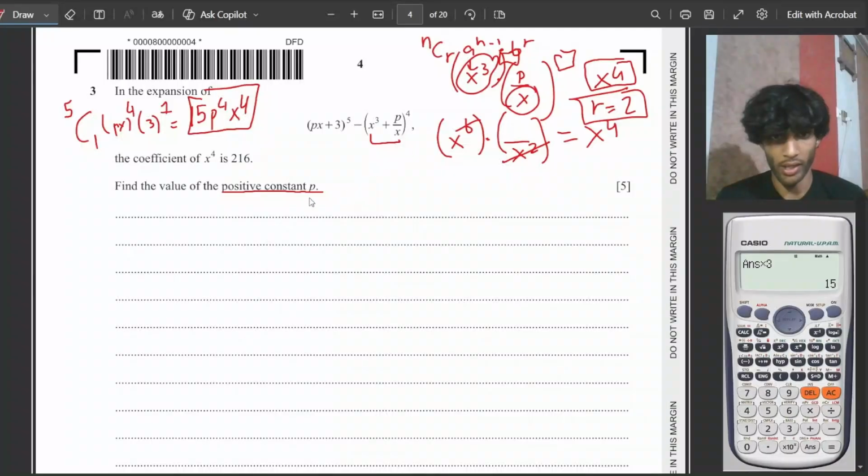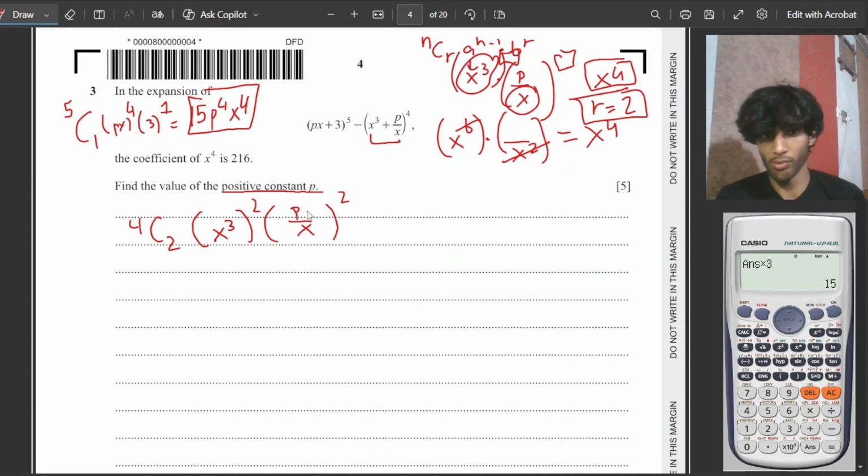Therefore, I have n minus r. Let me just do it over here. So I have n, which is 4. I'm choosing my r as 2. And then I have my a term, which is x to the power 3. I'm going to raise this to n minus r, 4 minus 2, which is 2. And then p over x. This is going to be raised to the power 2 because r is 2.